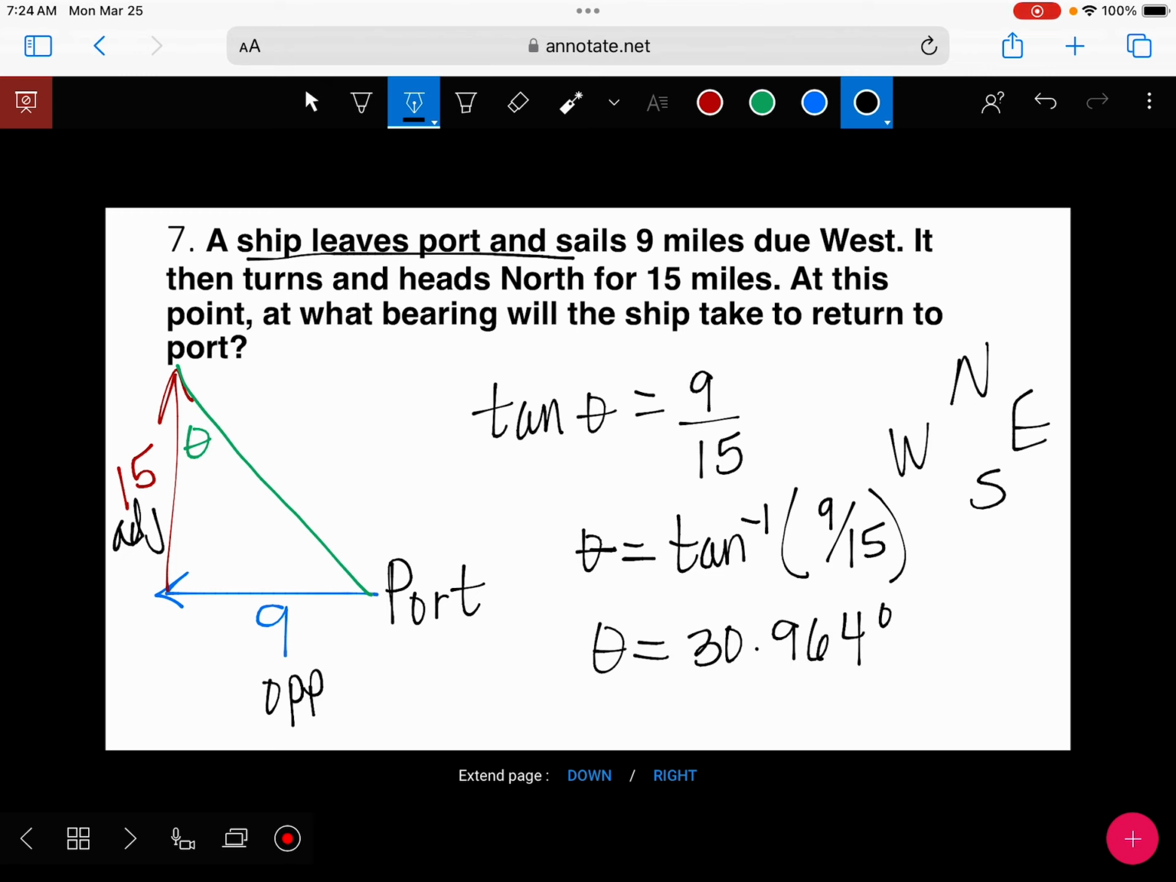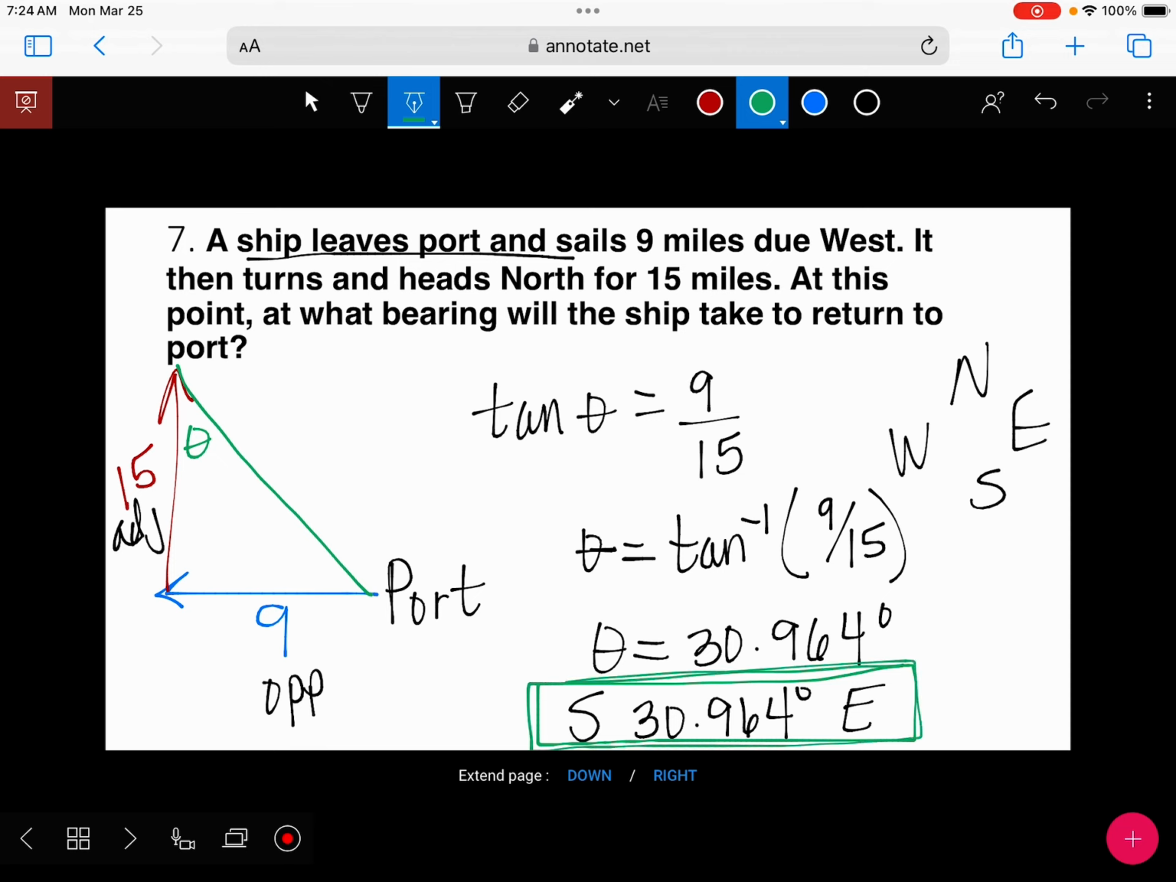But remember, whenever you're writing a bearing, you have to include direction. So what direction are we taking to head back to the port? Southeast. So south 30.964. If you put 31, that's okay also.